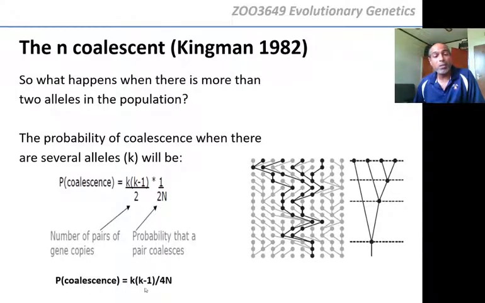And so this is Kingman's famous formula for the probability of coalescence in a Wright-Fisher system going backwards in time, with k alleles in the population, okay? And it's called Kingman's n coalescent.